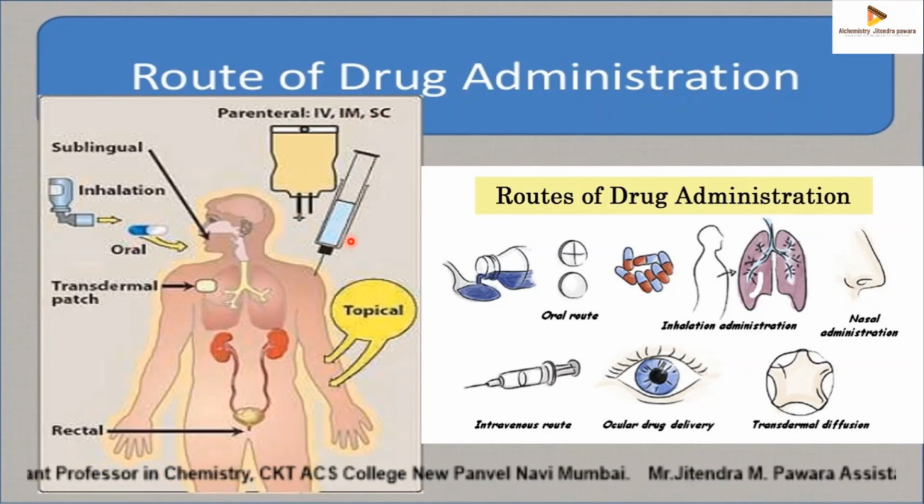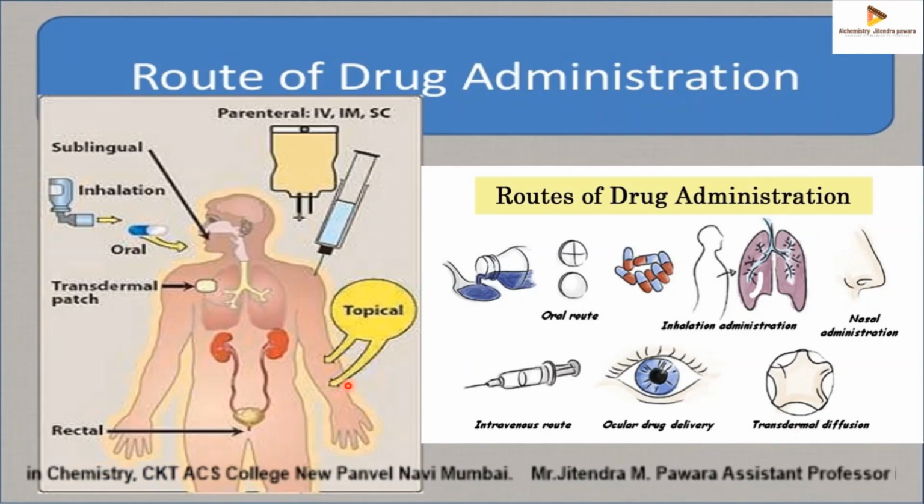Then the next route is topical route. In topical route, if you have a cream, you directly apply it on your skin and it can be absorbed by your skin. Then the next is subcutaneous route. In subcutaneous route you are taking the drug directly by injection. Then the next one is nasal route. In nasal route you are taking the drug through your nose. The tube is directly inserted in your nose and the drug can be supplied through your nose, that is called nasal route.